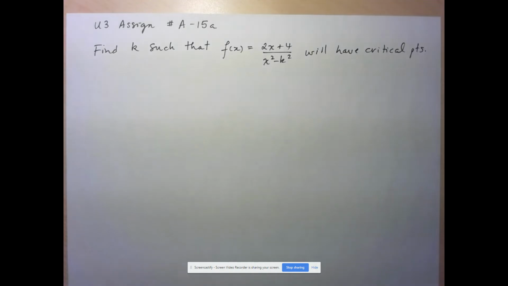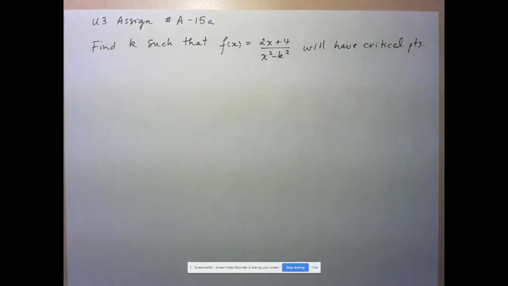Hi folks, we're going to take a look at 15A from part A of the Unit 3 assignment. Here they want us to find this unknown k value such that this function will have critical points.